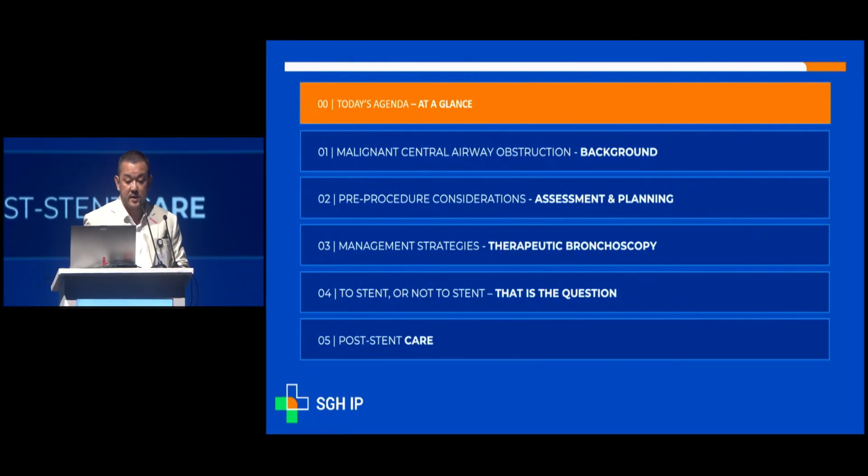So today's agenda, first of all, I'm going to give you some background, and then after that, we'll move on to some pre-procedural considerations in terms of assessment and planning, followed by some management strategies in terms of therapeutic bronchoscopy, and then also to try to answer the question to stent or not to stent, and finally finish up with post-stent care.